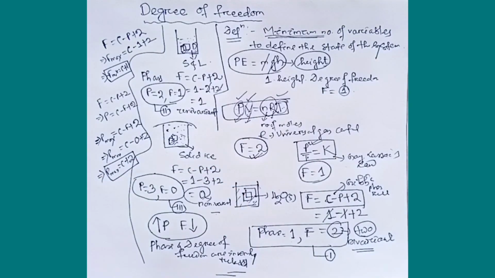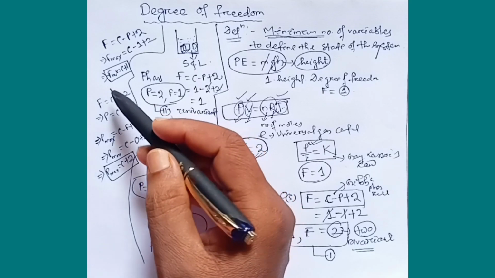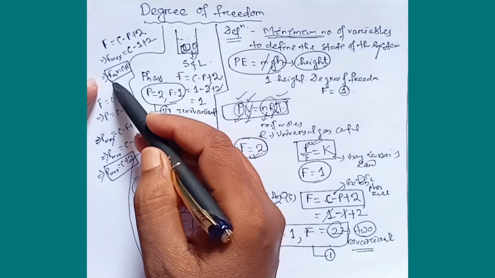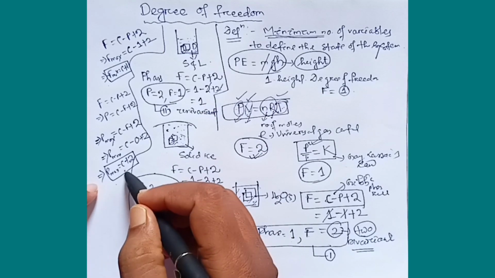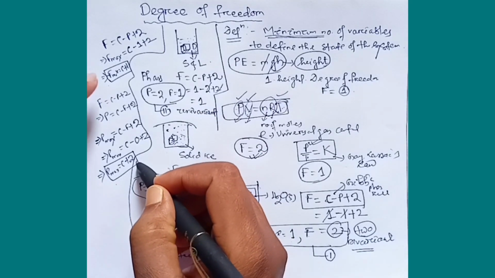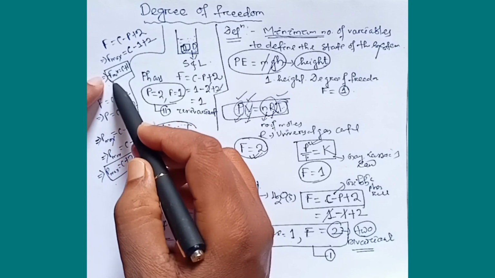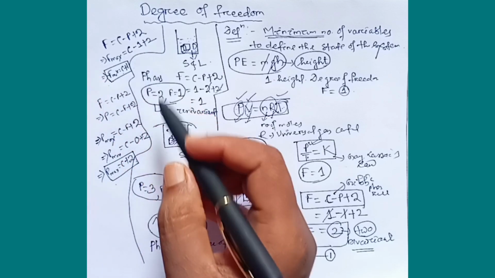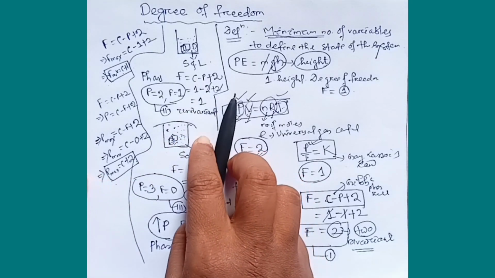So two formulas we have derived here. One is F max equal to C plus 1, and P max equal to C plus 2. Again I am repeating these two formulas: for F max it will be C plus 1, and for P max it will be C plus 2. Okay.